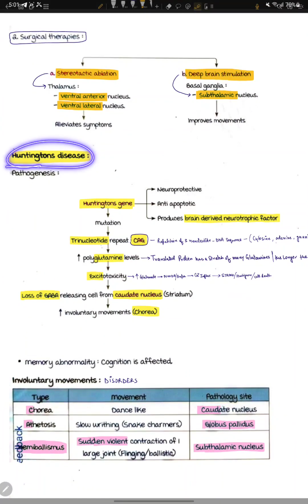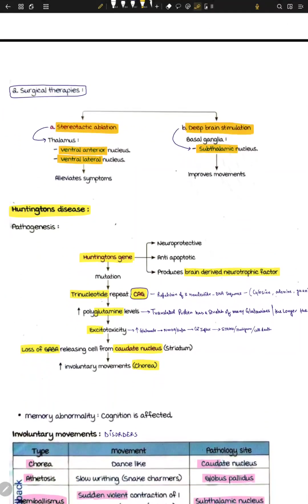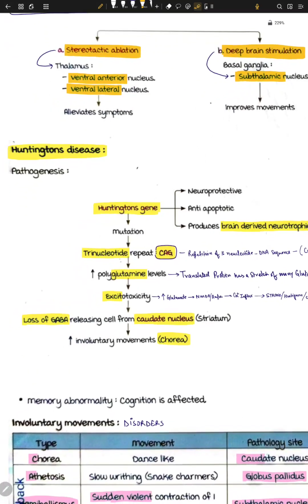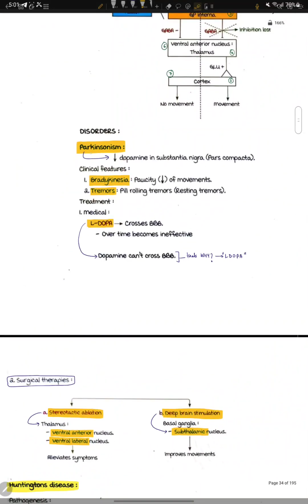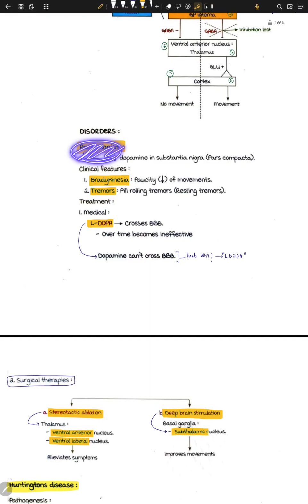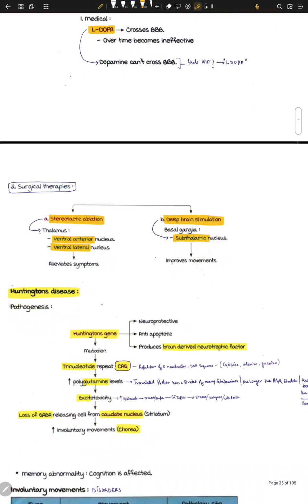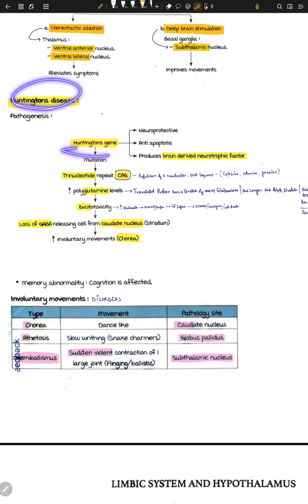What about this disease called Huntington's? This is a GABAergic disease, I think, right? The loss of GABA. So Huntington disease. We have something called Parkinson's. Parkinson's is because of less dopamine in nigra, and the GABAergic loss is due to the Huntington gene.